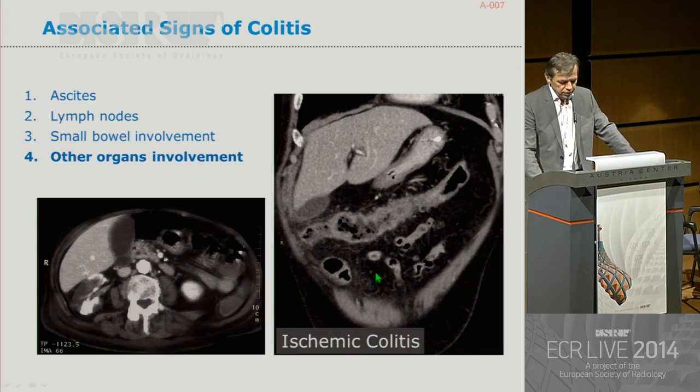Other organ involvement: the patient after cardiac surgery that has right transverse colon colitis, very severe, of ischemic origin. You can see some areas of necrosis, and you can see that there is an embolus in the right kidney, and of course that makes the diagnosis easy.